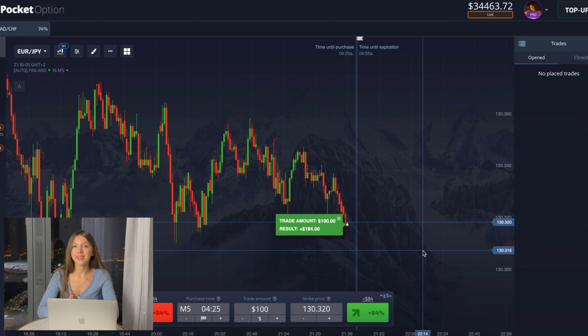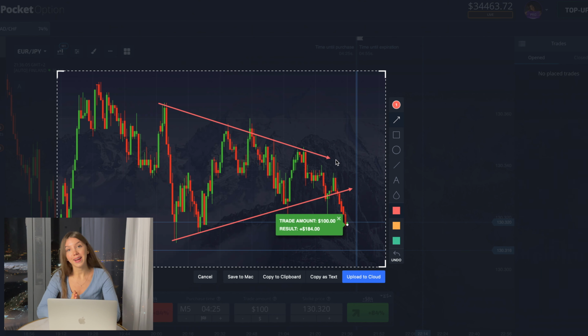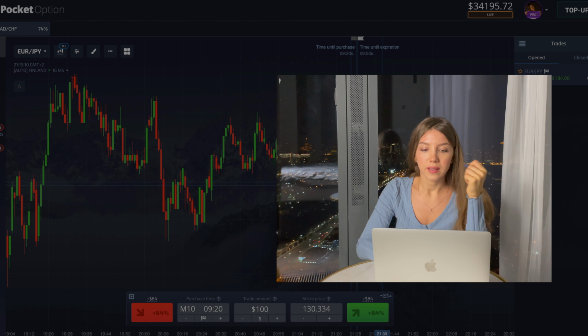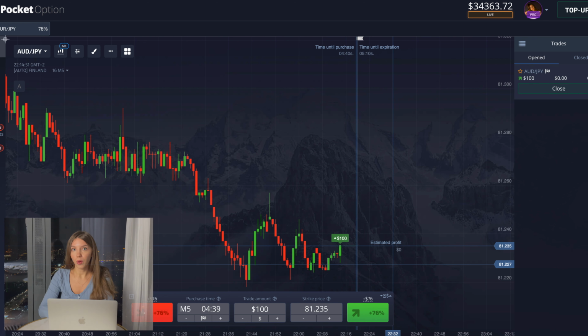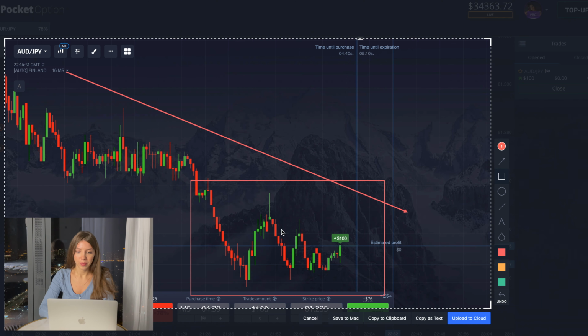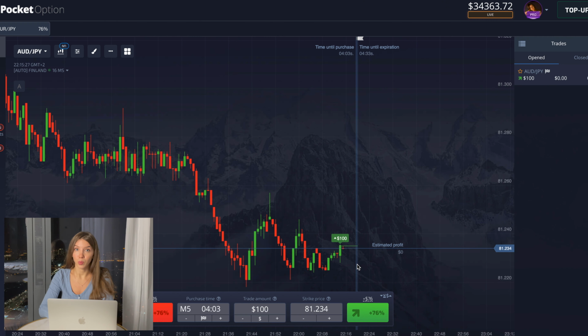And great, the signal worked perfectly and we made a profit. Here is the last situation in which I made two trades. I have opened the call option to break through the edge, despite the fact that the overall movement is downward.